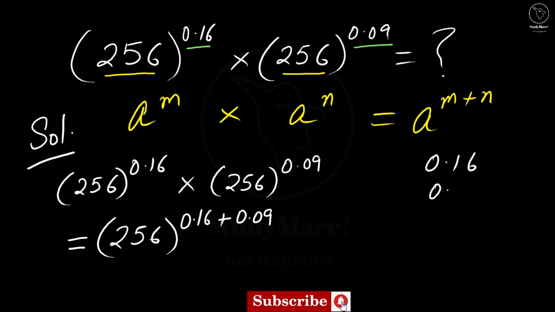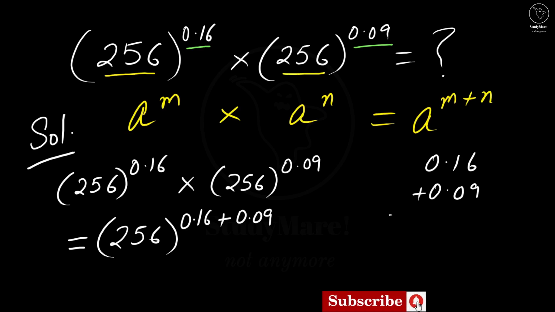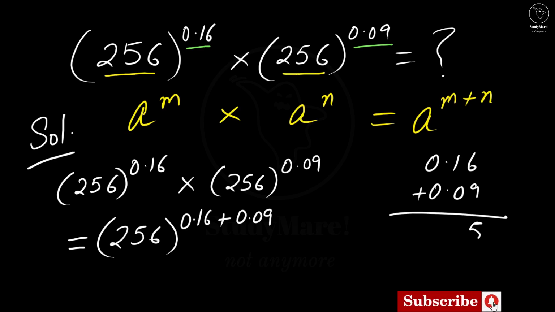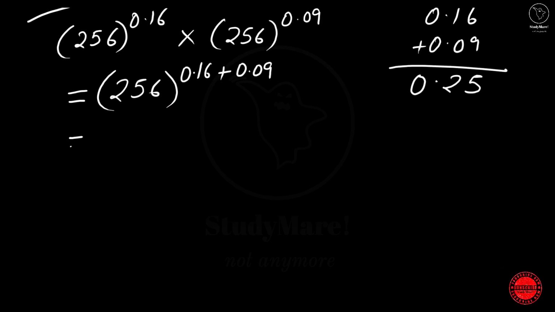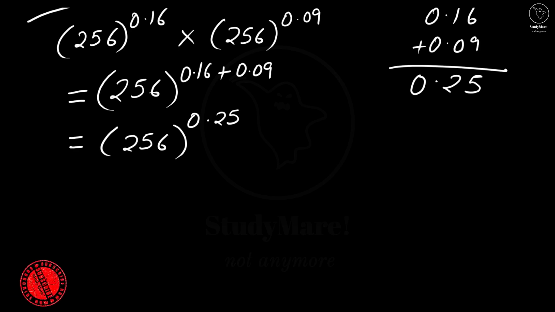0.16 plus 0.09. We get 0.25. So this is equal to 256 to the power 0.25. Now if you see, we have the power in decimals, yet we have to solve it.